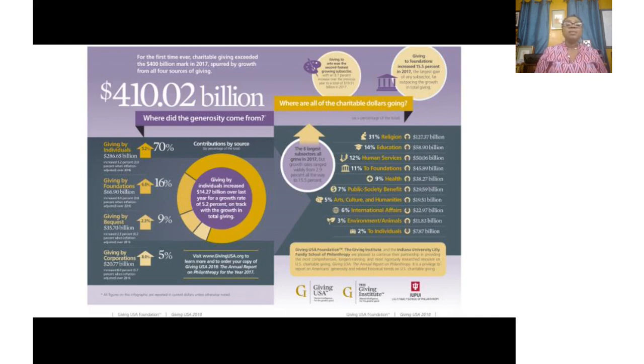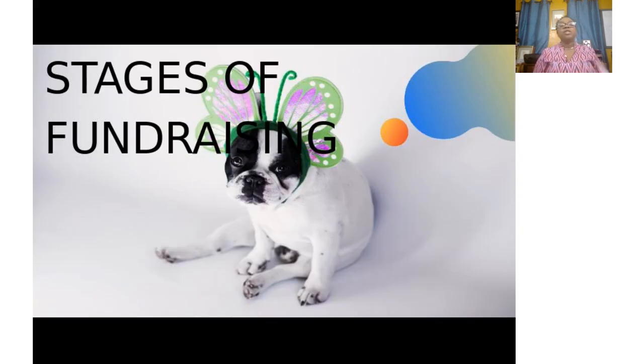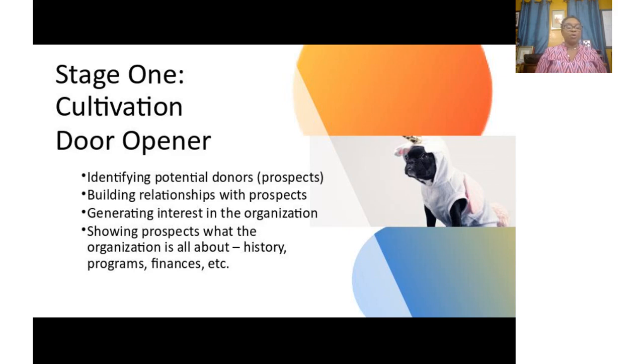So there are stages of fundraising. Okay. So those stages are: stage one is cultivation, and door opener. So you have a board of directors, and there's like, I don't want to ask for money. I'm scared. It's not my forte. Well, it may not be their forte to ask directly for money, but they can be a door opener. And what does that mean? They can identify potential donors or prospects. They can help you build those relationships with the prospects, generate interest in the organization, show prospects what the organization is all about, their history, the program, the finance. They can tell the story of the nonprofit and share their enthusiasm about the mission.